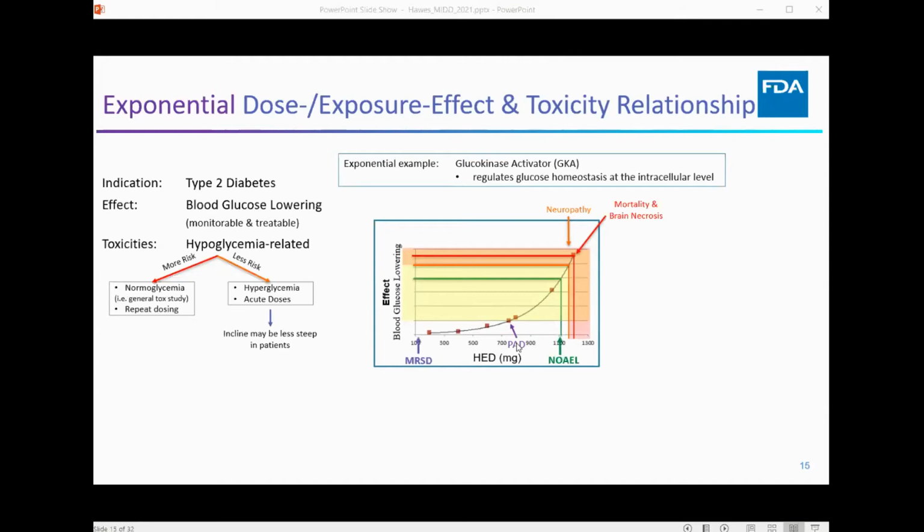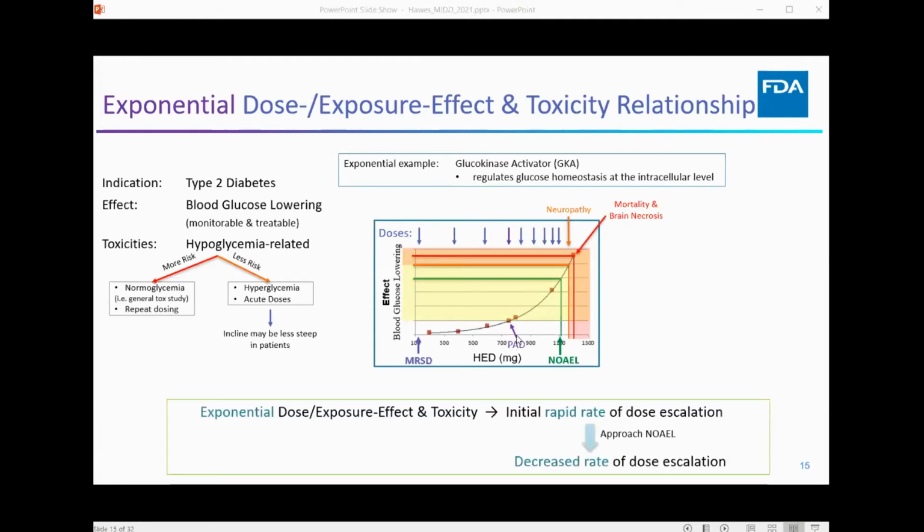Based on the NOAEL shown in green, the MRHD again falls well below the PAD for this scenario. Given the slow rise in dose exposure effect at low doses, larger increments with an initial rapid rate of dose escalation would be reasonable. However, given the steepness of the exponential increase in activity at higher doses, it is judicious to cautiously approach the NOAEL with small increments at a decreased rate of dose escalation. In other words, the steeper the curve, the slower the rate of dose escalation.